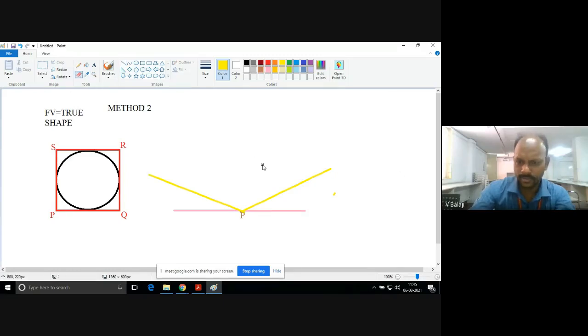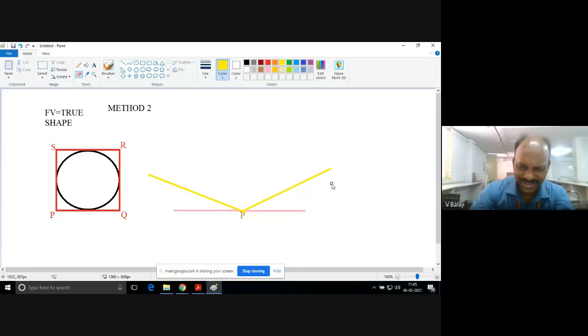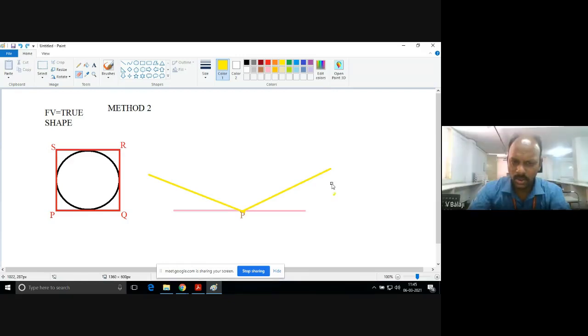Yes, sir. The difference here in method two is that only one 30 degree line will be there. The other line is a vertical, perpendicular line like this. This is the only difference. Remaining everything is almost the same.